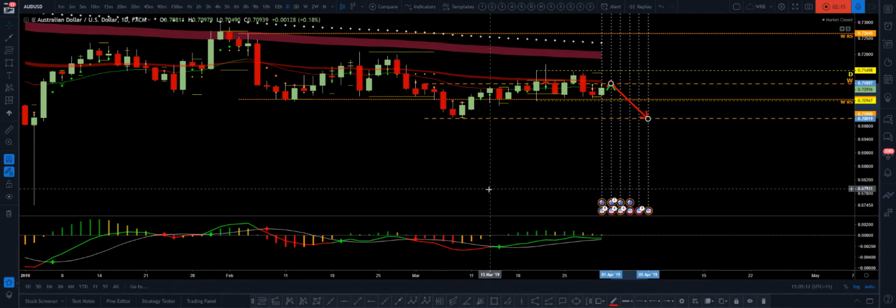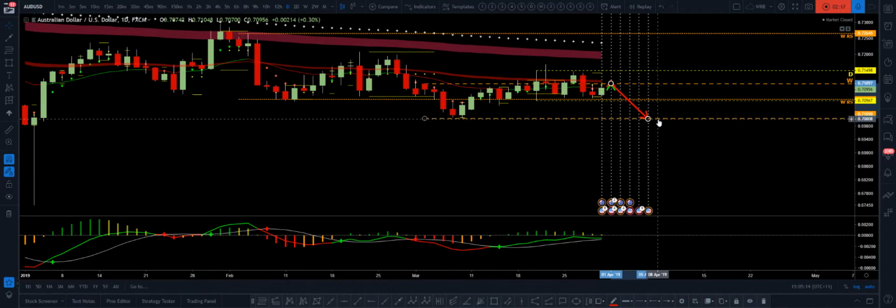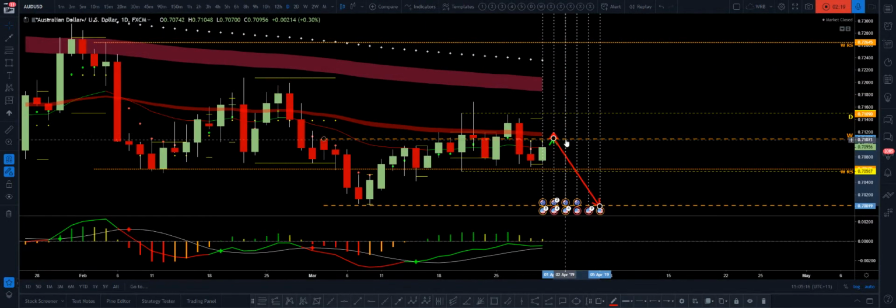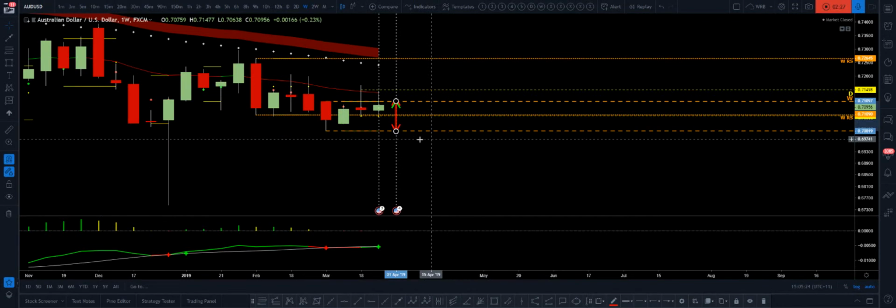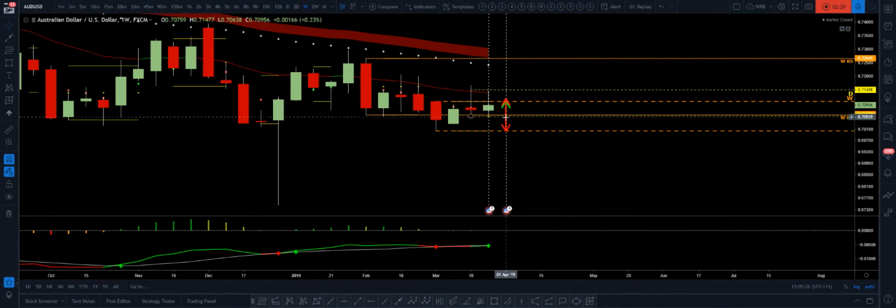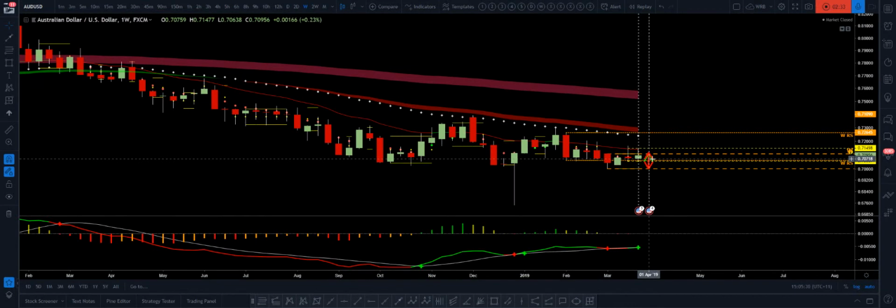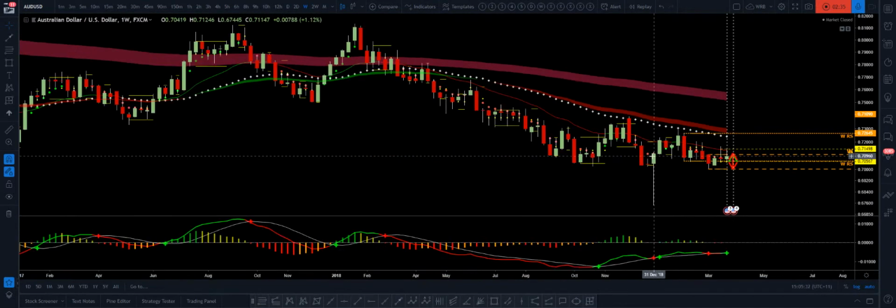70. So looking for 70 first, from 71 to 70. Probably a couple of days, 1, 2, 3, 4, 5, maybe next week. Maybe next week, the whole week, we're down to 70. So we can sell Aussie dollar from next week, maybe Monday or Tuesday.